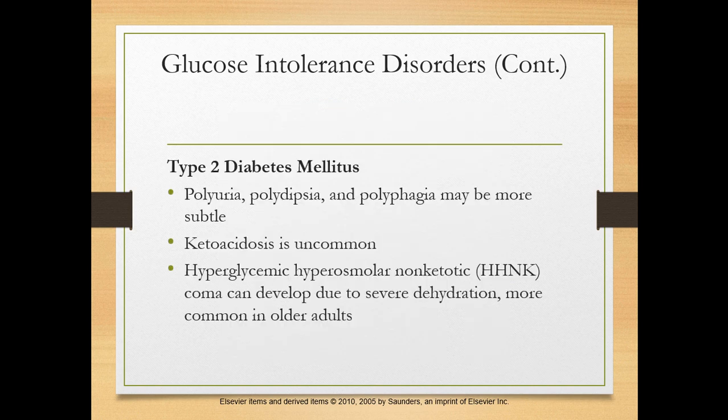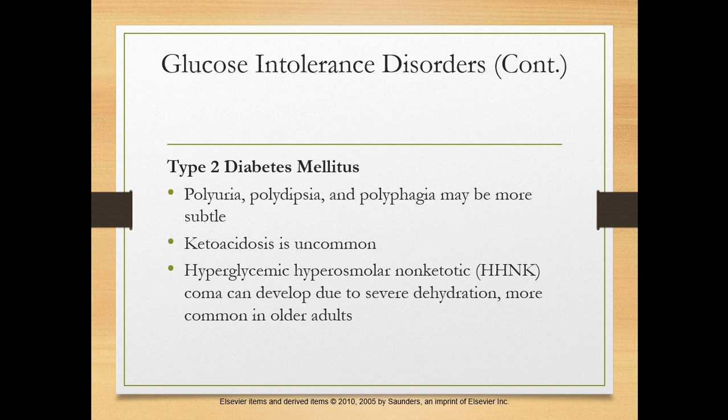So with type 2, these patients can also have polyuria, polydipsia, and polyphagia, just like type 1. The only difference here is that this can be a little more subtle. It's not as apparent as with type 1. With type 1, the 3 polys are definitely present. Here, it may be present in the beginning stages of the condition, but not as much as you would see with type 1.